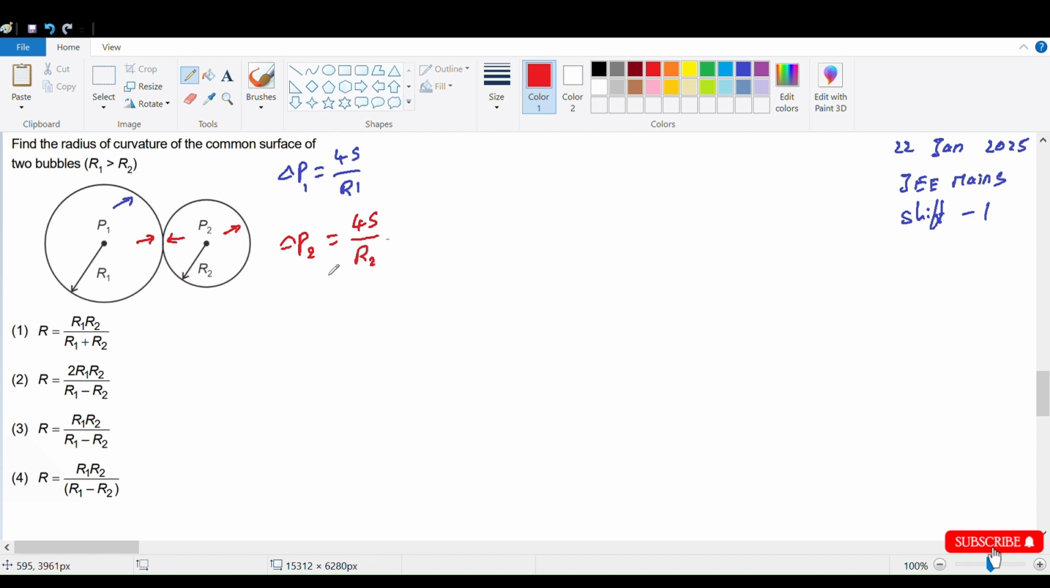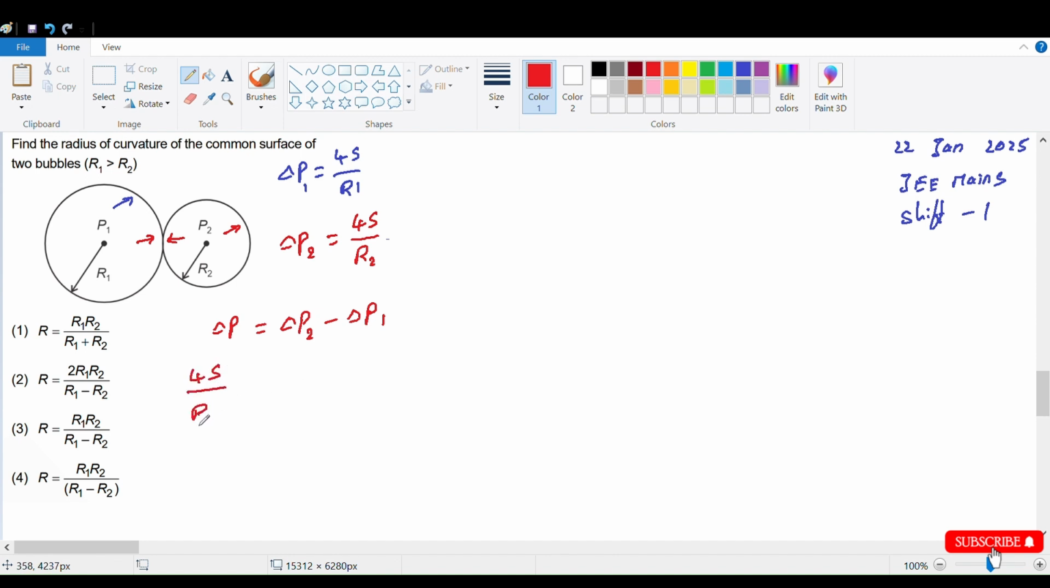R2 is smaller, so pressure will be higher. R1 is bigger, so the pressure will be smaller. So there will be a pressure difference, and that pressure difference is delta P2 minus delta P1. That pressure difference is how much?